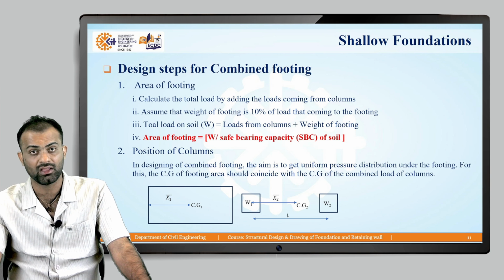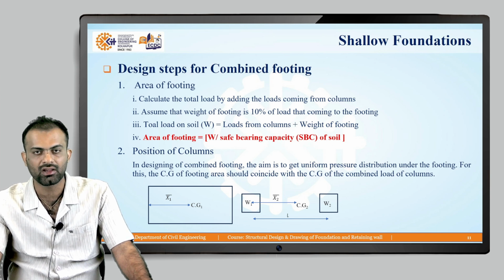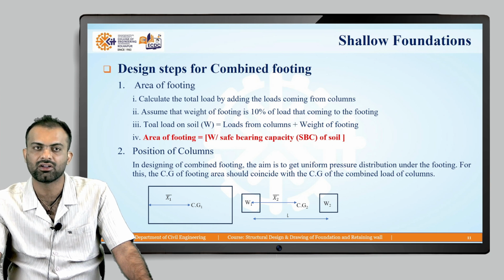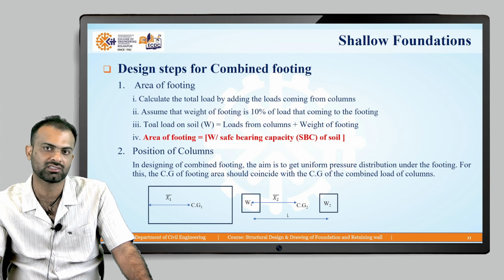If W1 and W2 are not equal to each other, we need to find the CG of these columns, calculated from any one of the columns. You already know how to calculate the CG of any particular thing. If you are calculating the CG of two loads, it is the first load times its distance from the reference point, plus the second load times its distance from the reference point, divided by the sum of the two loads.